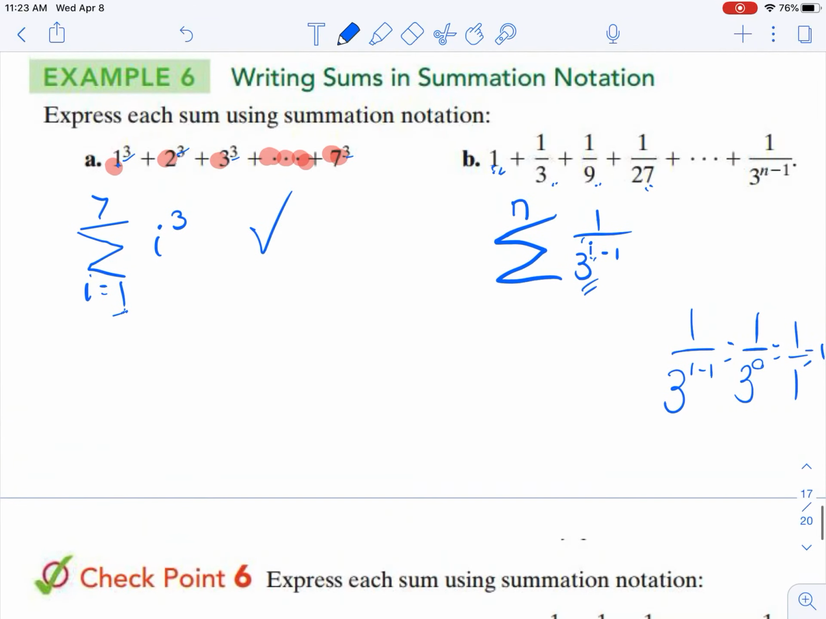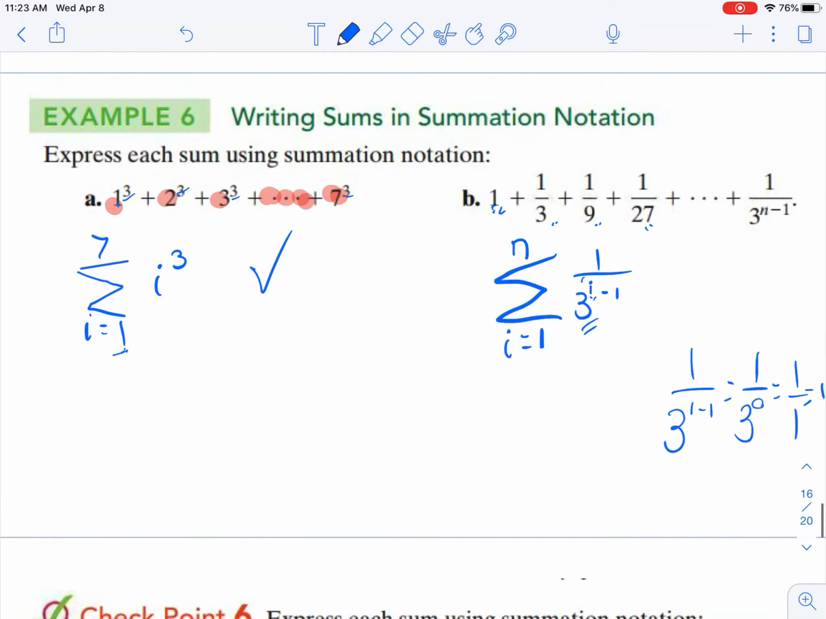So my initial term is going to be 1, just like in our last case, because when we plug it in, we get 0. I was about to say 0. So what I'd like you guys to do is please go ahead and take a look at checkpoint 6.